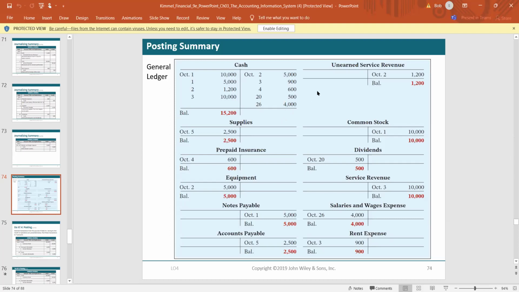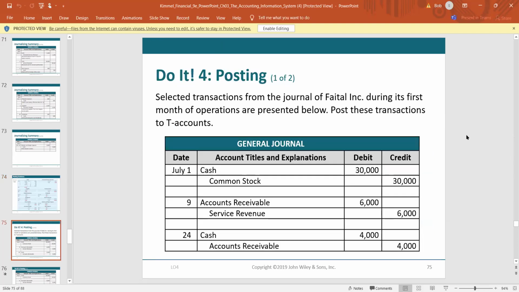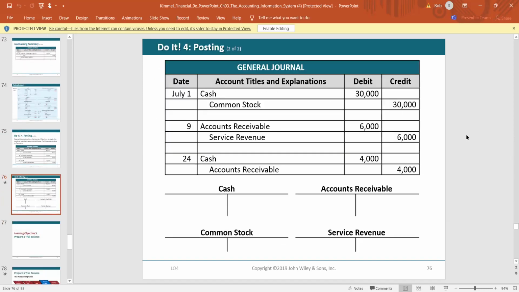And you can see what we've got going here. Here's our unearned revenue. Boy, everything looks pretty smooth, huh? Pretty smooth. Posting, wow. Selected transactions from the journal of Vital Inc. during its first month of operations are presented below. Post these to the T accounts. I guess they're asking for us to do that.